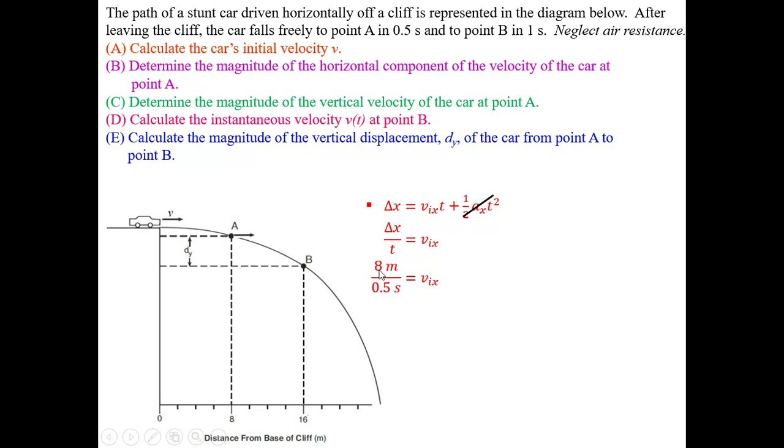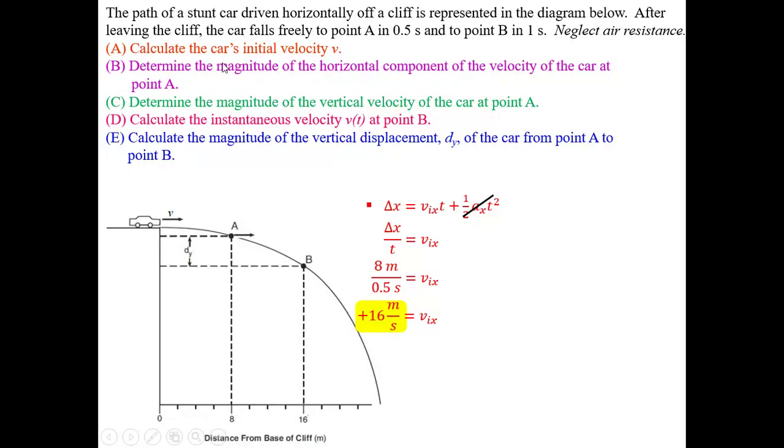So for delta x, I'm just going to put in 8 meters, and then for the time, I'm going to put in 0.5 seconds because it's given in the wording here. It said that it fell from start to point A in a time of 0.5 seconds. So if we clean that up, 8 divided by 0.5 is 16. And here I included the plus sign because in this diagram, the car is initially moving in the positive direction, or to the right. And because it asks for initial velocity, I will include the direction there for you. Okay, so that's part A.